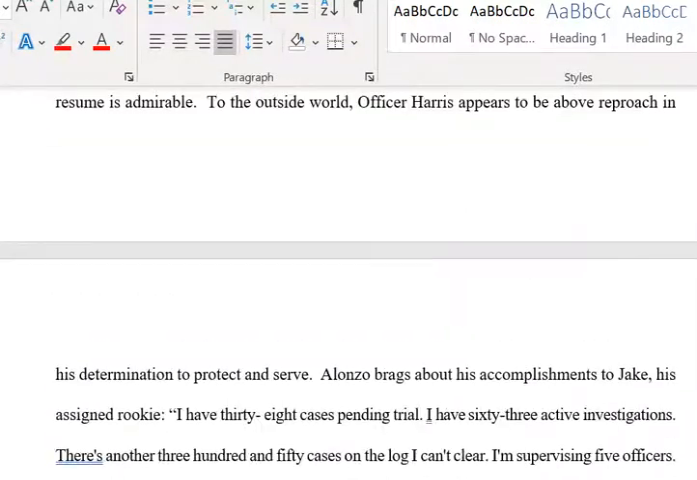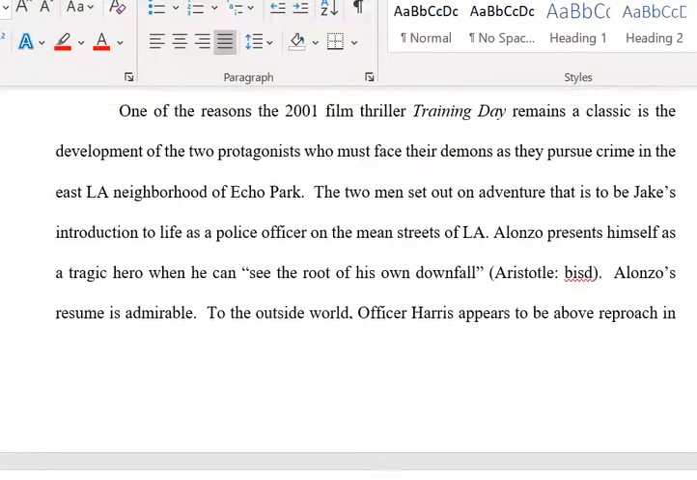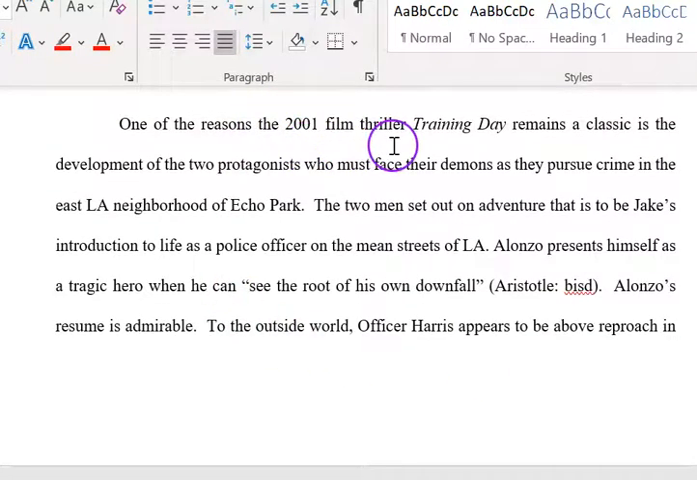Not too bad. Let's read it and see. One of the reasons the 2001 film thriller Training Day remains a classic is the development of the two protagonists who must face their demons as they pursue crime in the East neighborhood of Echo Park. The two men set out on an adventure that is to be Jake's introduction to life as a police officer on the mean streets of LA. Okay, let's just change this.